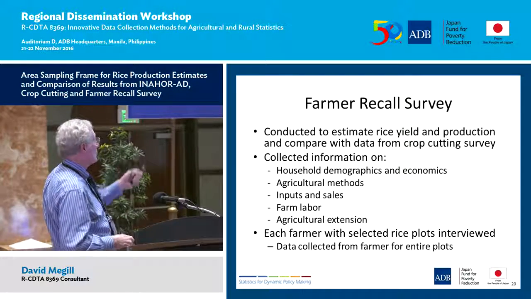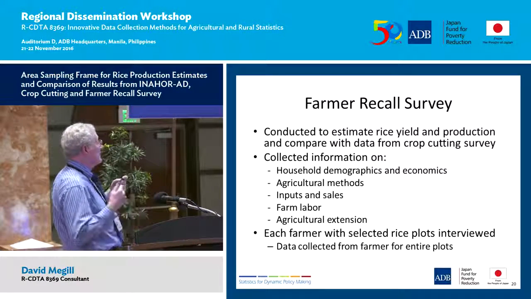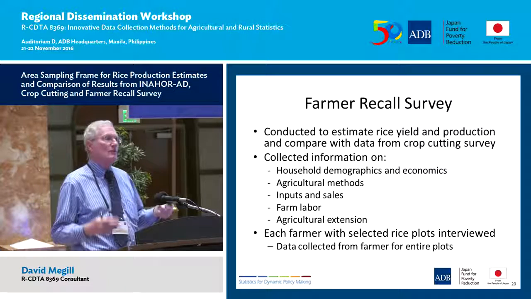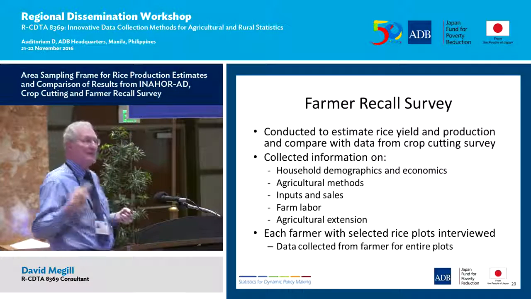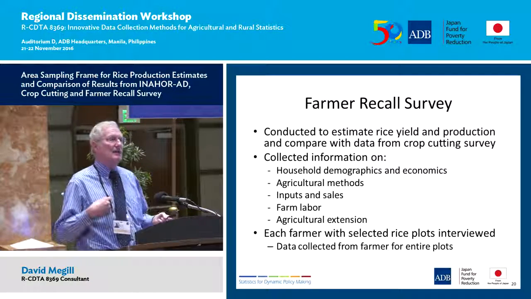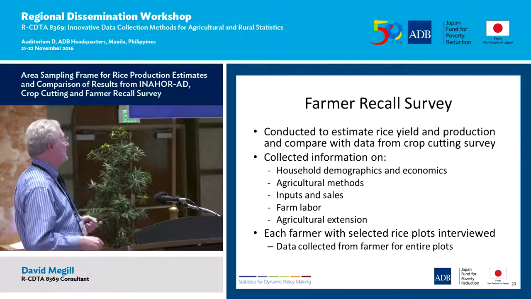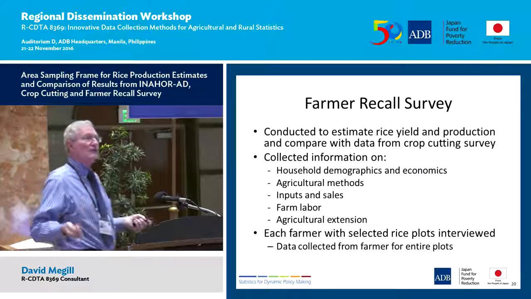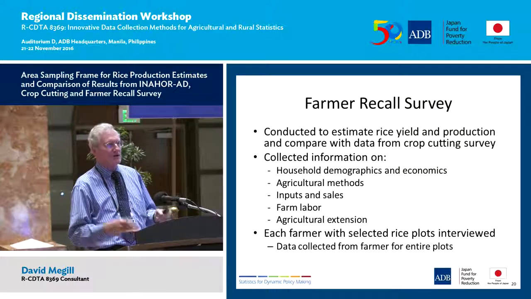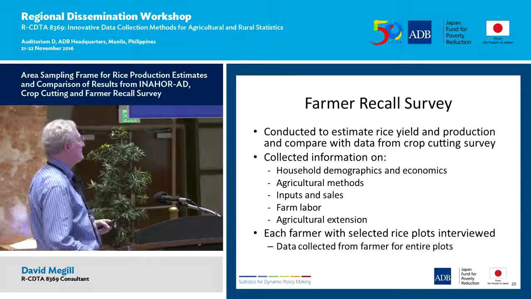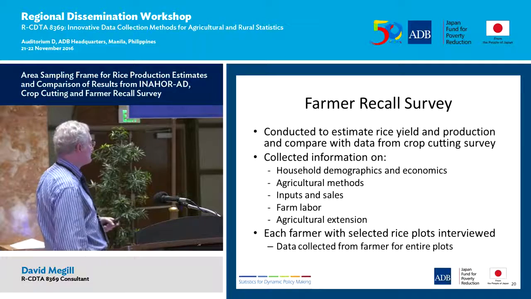But I wanted to talk briefly about the Farmer Recall Survey. The crop cutting is what we call an objective measure of yield. But typically, in many countries, they still rely on farmer recall for getting both the area and the production of rice. So we wanted to compare what the farmer would tell us was the area and production to what we measured through crop cutting and objective area measurement.